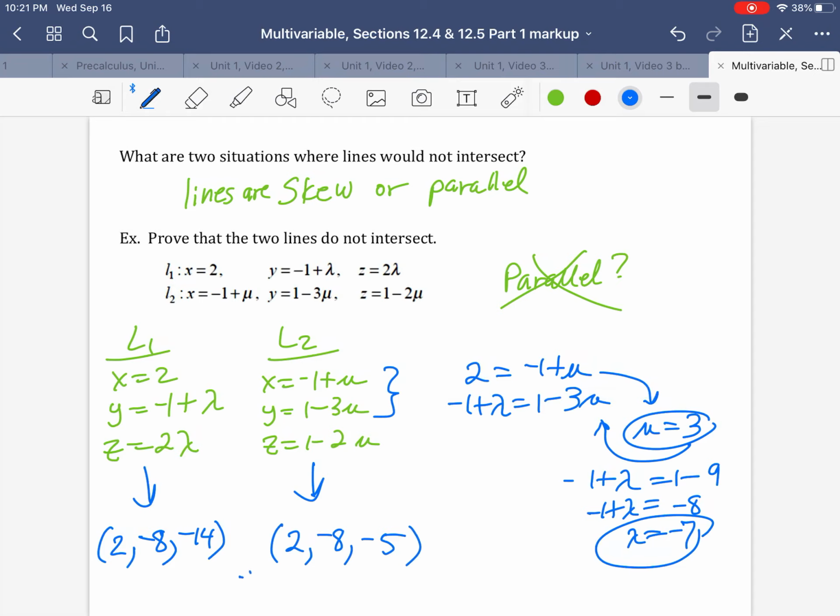And so they do not meet up. They must be skew because they weren't parallel. Okay, and that is it. I'll see you in class.